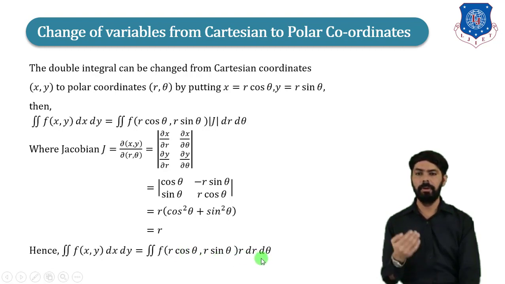So whenever we are changing the variables from Cartesian to polar, then we will replace dx dy by r dr d theta and we will replace x by r cos theta and y by r sin theta.